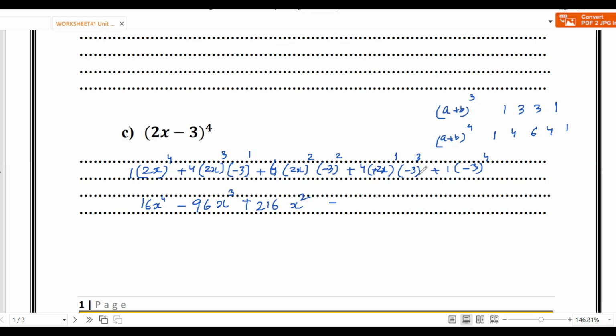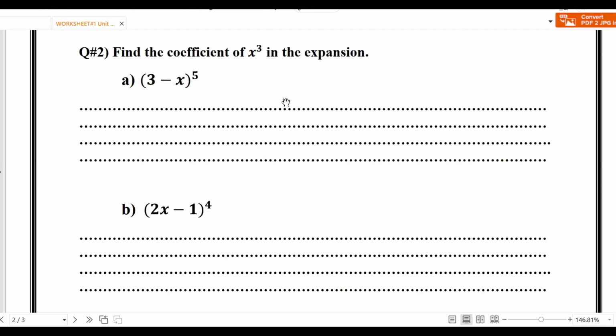So this is minus 3 power 3, which gives us 27. So 27 multiplied by 2 multiplied by 4 is again 216. But right now it is x. And lastly, plus 3 power 4 gives us 81. Question: we will solve this expansion, x 3 minus x whole power 5, with the help of binomial.